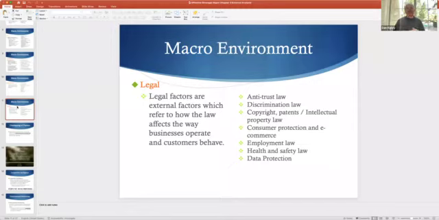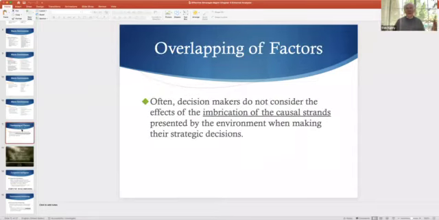Excuse me, not an additive, it's a multiplier effect. Let me back that up there, I misspoke. So it's not like you've got employment law, and then on top of that, there's another type of thing, and then on top of that, there's another thing. No, it's a magnifying effect. It's called imbrication of causal strands is what it's called. It's an overlapping of these factors. It's a multiplying effect of these factors.